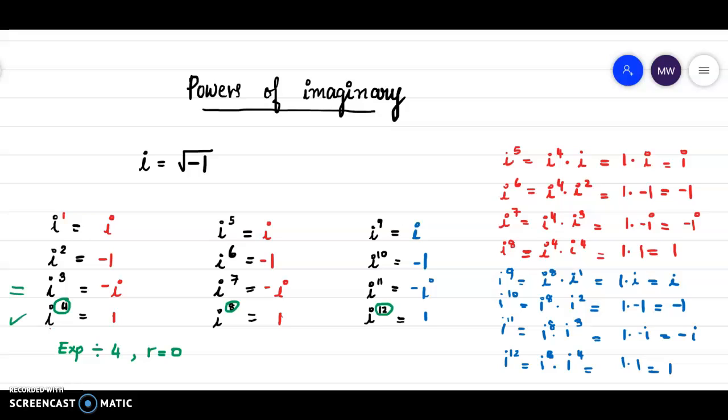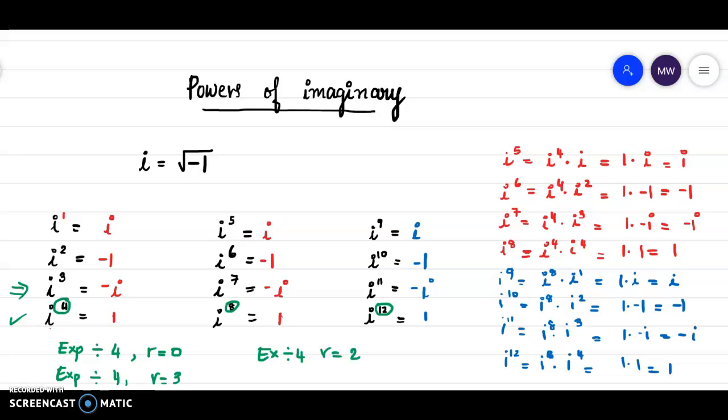Let's check this row here. I to the third, I to the 7th, I to the 11th. If you look at them, when you divide by 4, your remainder becomes 3. They're not multiples of 4, but the remainder becomes 3. So when the remainder is 3, if you have an exponent and you're trying to divide it by 4, and you get the remainder is 3, your answer is negative I.